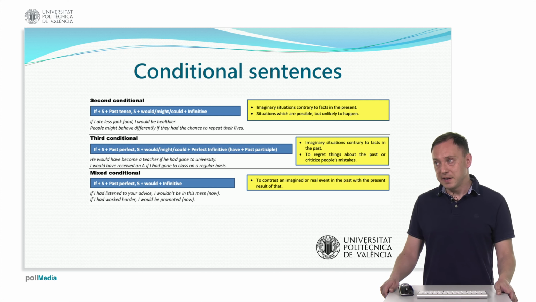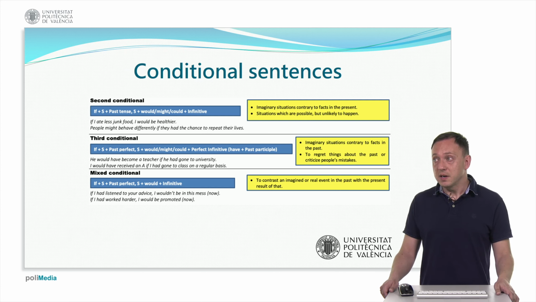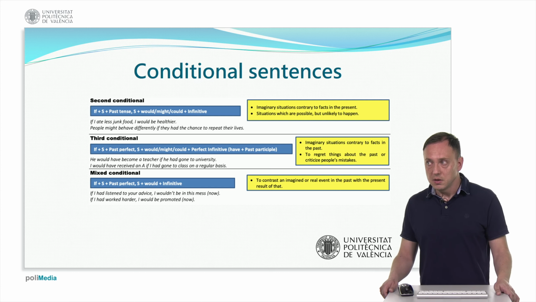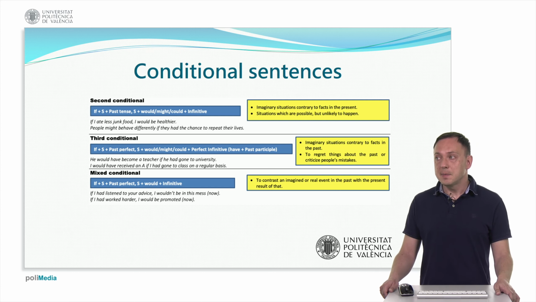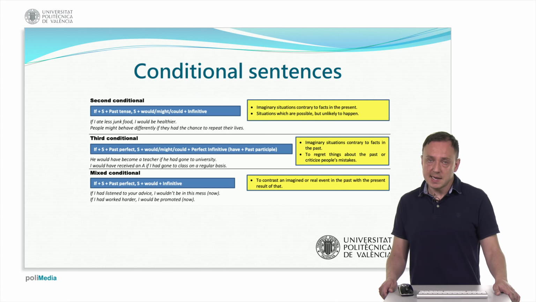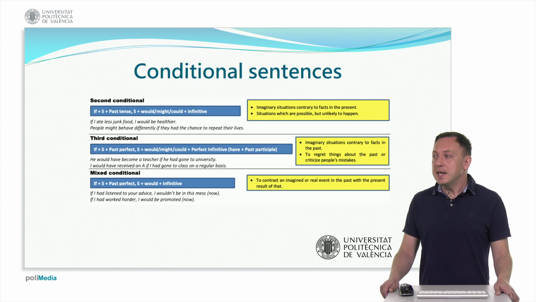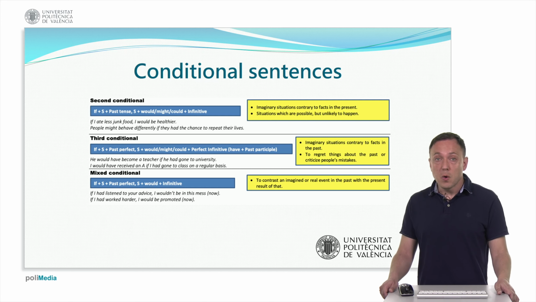And the last one is the mixed conditional, and it is a mixture of the second and third conditional. The structure is if, subject, past perfect, comma, subject, would, plus infinitive. Right. The mixed conditional is used to contrast an imagined or real event in the past with the present result of that. For example, if I had listened to your advice, I wouldn't be in this mess now. Or if I had worked harder, I would be promoted now.